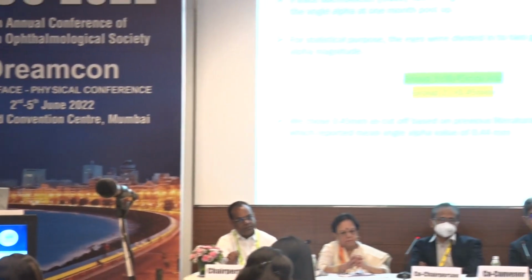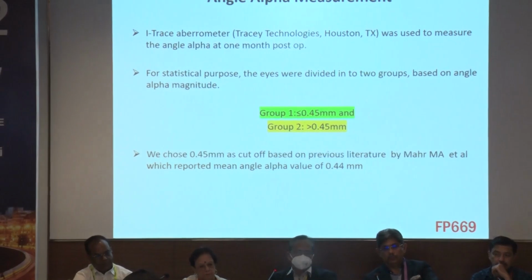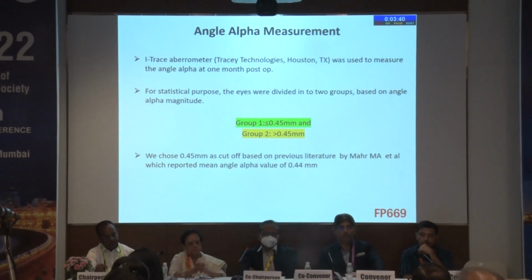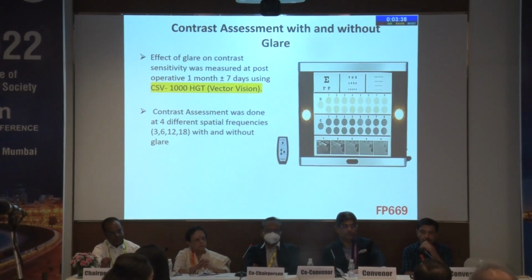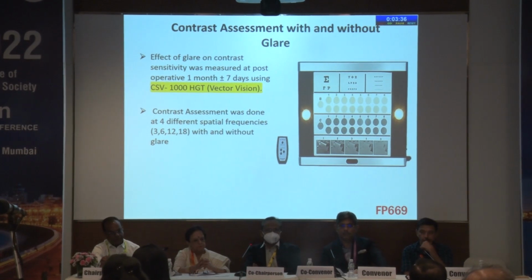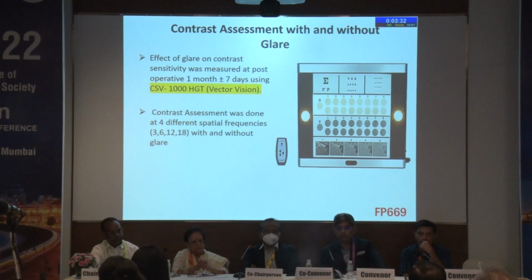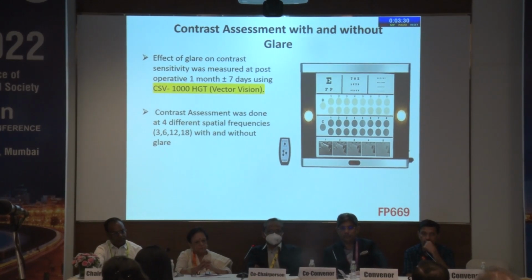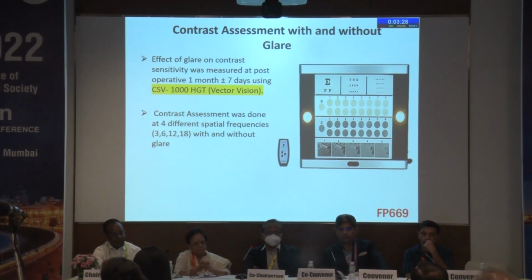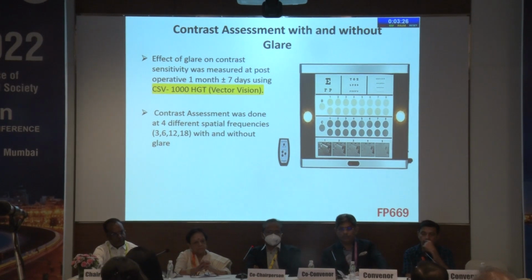We chose 0.45 millimeter as the cutoff based on previous literature, where the mean angle alpha value of cataract patients was determined to be 0.44 millimeters. The effect of glare on contrast sensitivity was measured at post-operative 1 month using the CSV-1000 HGT Vector Vision chart. Contrast assessment was done at 4 different spatial frequencies, 3, 6, 12 and 18, with and without glare.